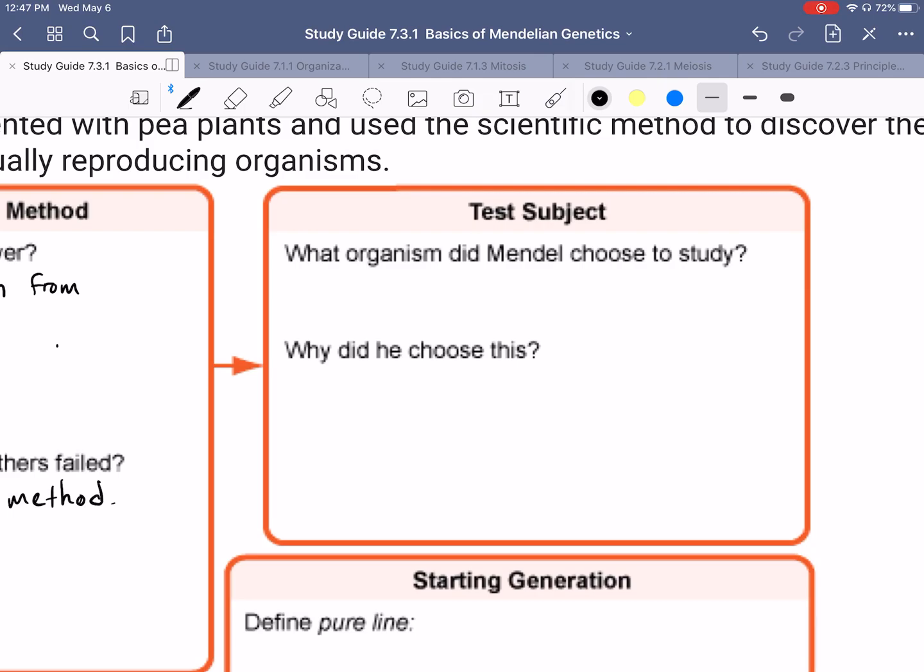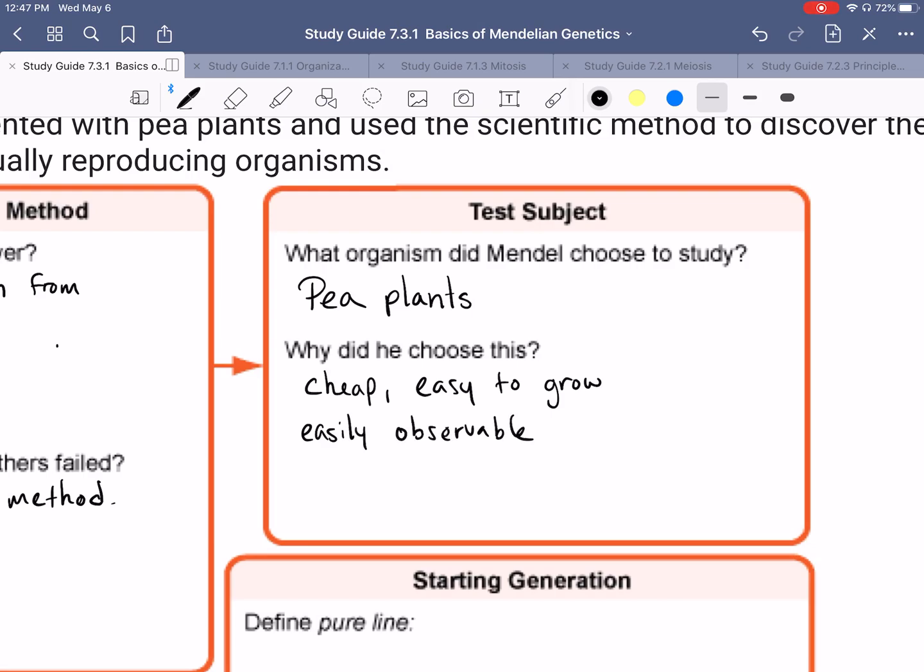So what organism did Mendel choose to study? He studied pea plants. Why did he choose this? They were cheap, easy to grow, and they had easily observable traits, like the smooth versus wrinkled seeds or the flower color. We call those phenotypes. We talked about those before. Phenotypes are easy to see.